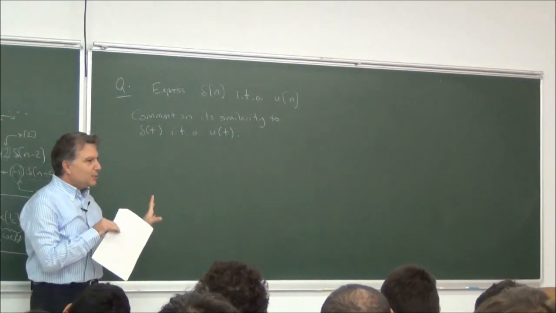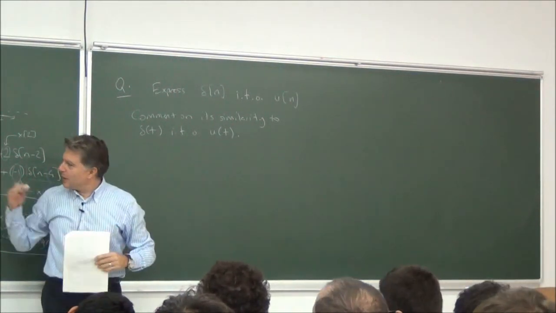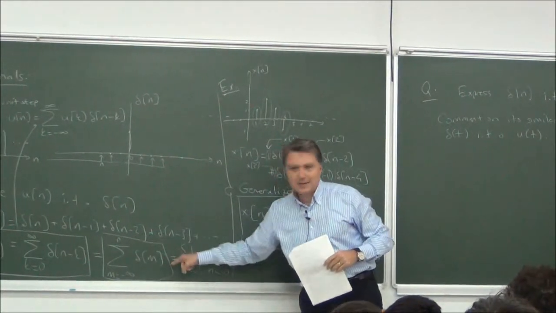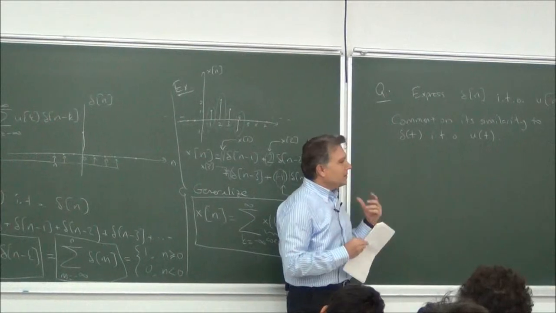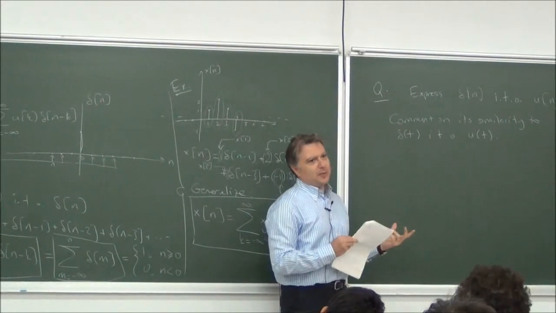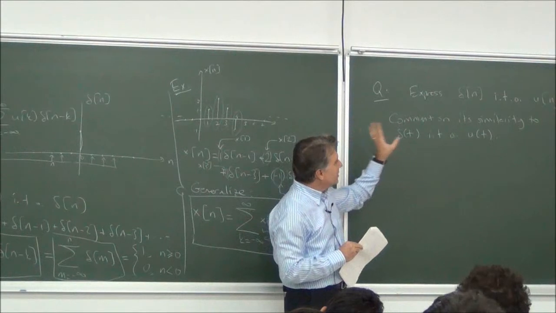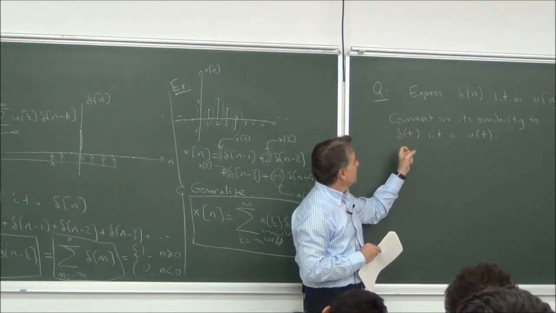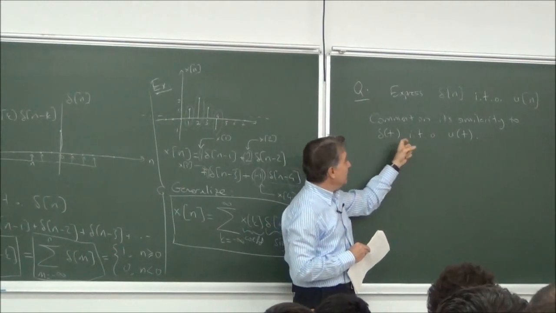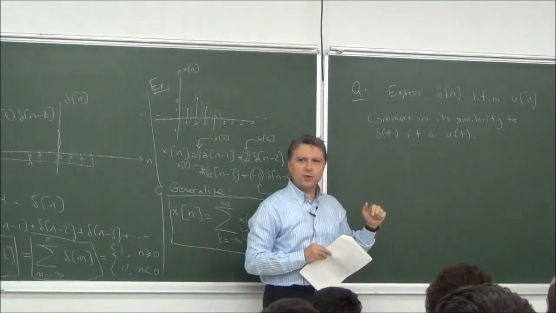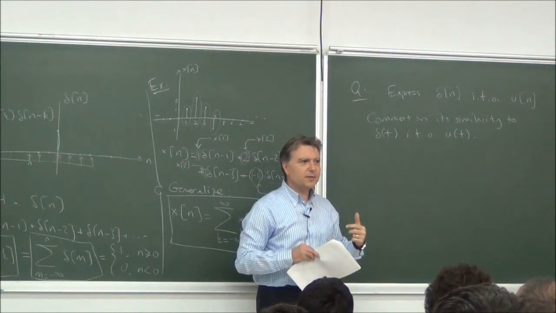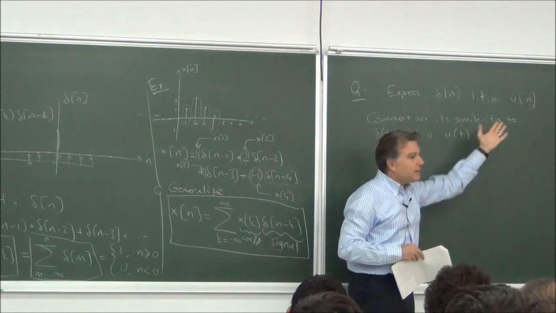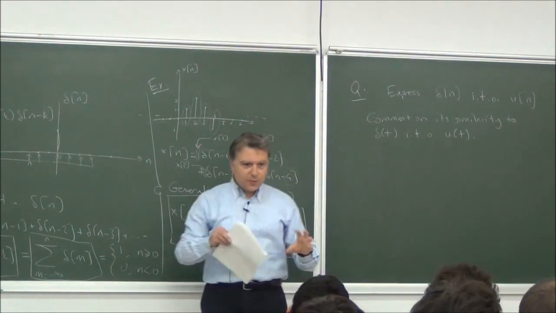If you are able to write delta n in terms of u of n, because we have written u of n in terms of delta n, in fact in two ways, the opposite is possible for this example. We can also write delta n in terms of u of n and comment on its similarity to the expression of delta t in terms of u of t. What was delta t in terms of u of t? It was the derivative. Delta t was the time derivative of u of t. Here delta n will be what in terms of u of n? First write it.